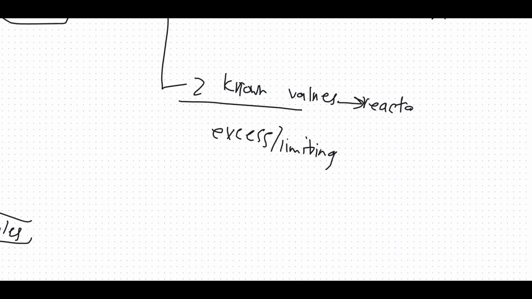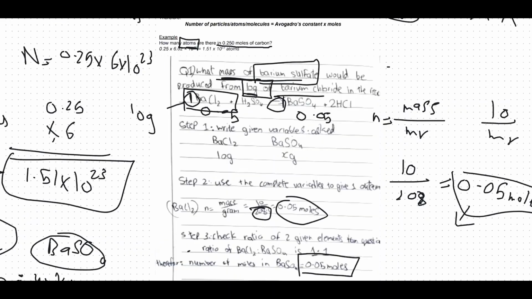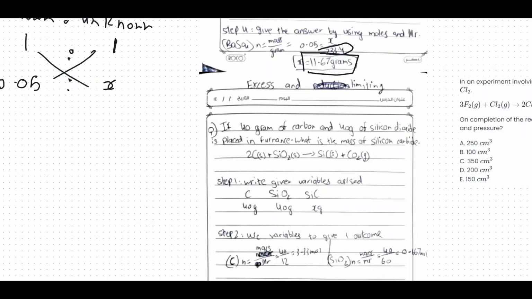Right, so let's go to that question. So here is an excess or limiting type of question, and this is the type of question they'll ask you in the exam. If 40 grams of carbon and 40 grams of silicon dioxide are placed in a furnace, what is the mass of silicon carbide? So again, I have carbon and SiO2, and I have two known values now. They gave me the mass of carbon as well as the mass of silicon dioxide. So I have both the masses.